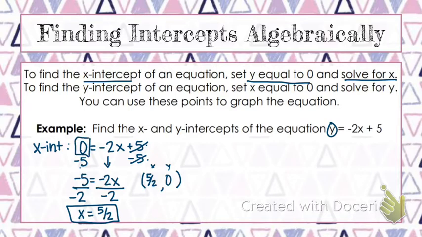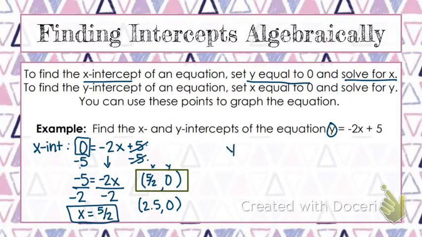So the point for our X-intercept is 5/2, 0. You could also write this as 2.5, 0. Those are both acceptable. And this version might actually help you graph it easier.